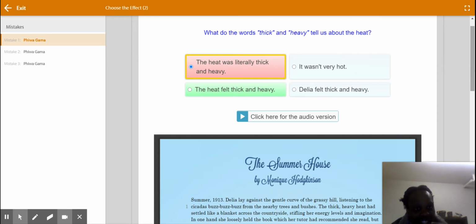Remember, again, the question is, what does it tell us about the heat? Think of it in terms of show. What does the writer want to show me? Not what does the writer want to tell me. What does the writer want to show me? Maybe it wants to show me that Delia felt thick and heavy. No, it wasn't very hot, that doesn't work. The heat was literally thick and heavy. No, that's not what they want to show us, because we can't see heat, so it can't actually be thick. What does thick look like if it's heat? The heat felt thick and heavy. It felt very, very thick. It felt very humid.